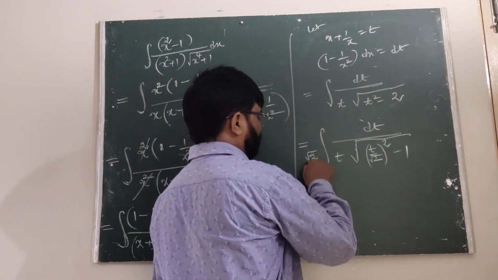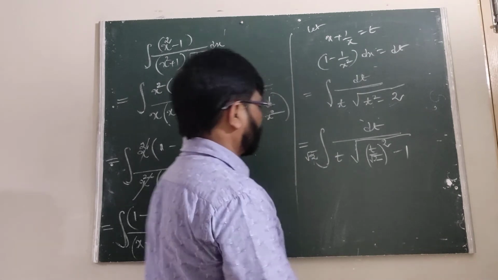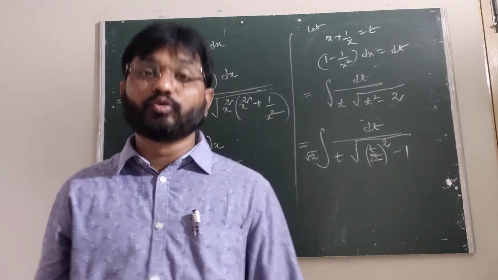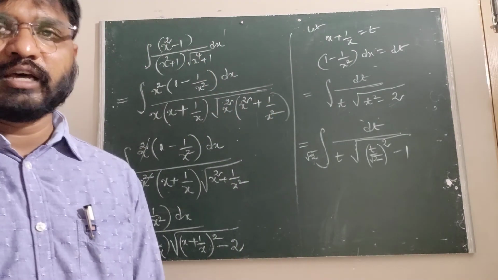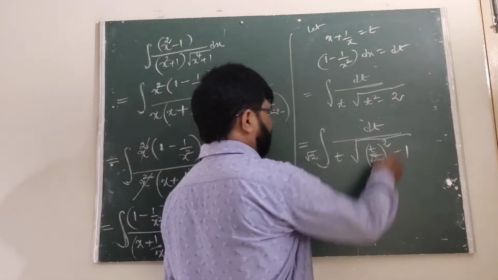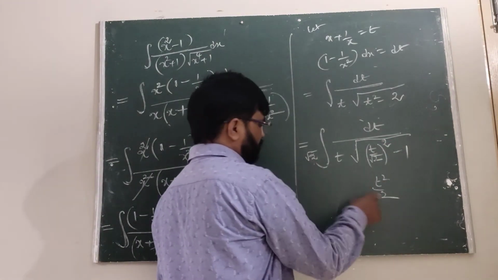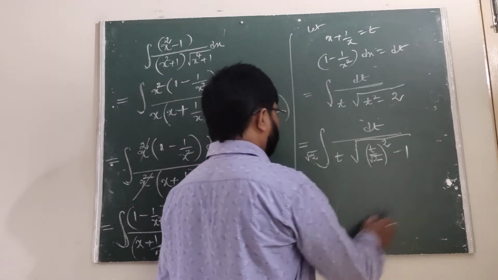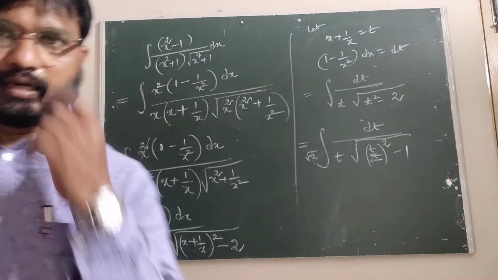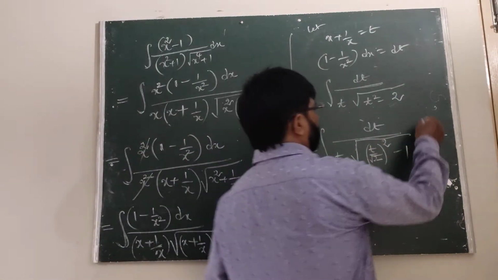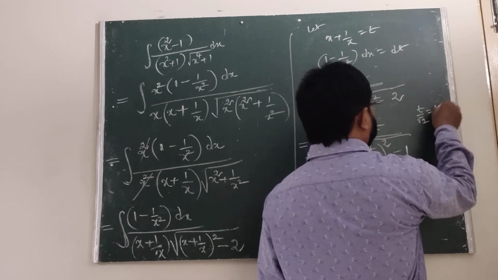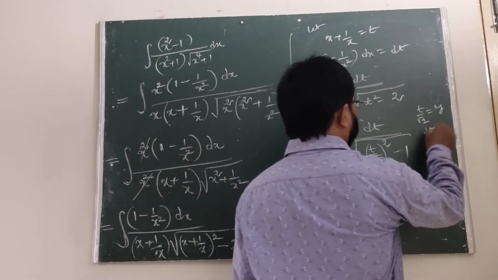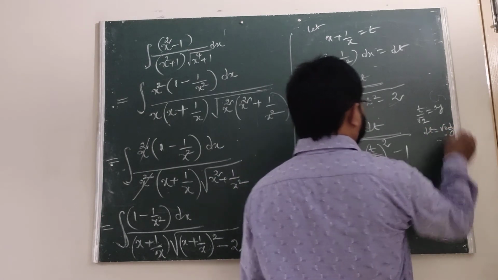Here we multiply with root 2. Root a into root b is the root of ab. T square, this cancels, this is t square by 2. When this is multiplied with this one, 2 cancels. Now this is minus 2. In your rough work, we take t by root 2 equals y. Therefore, dt equals root 2 into dy.